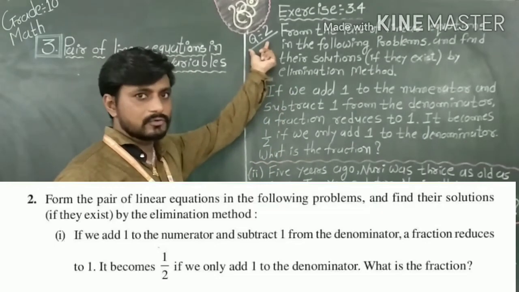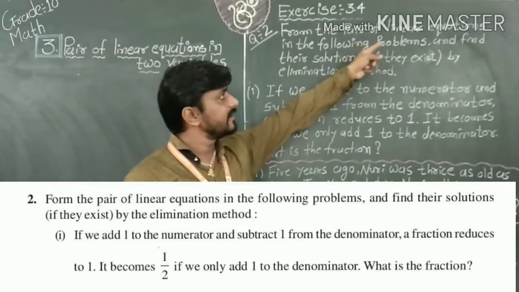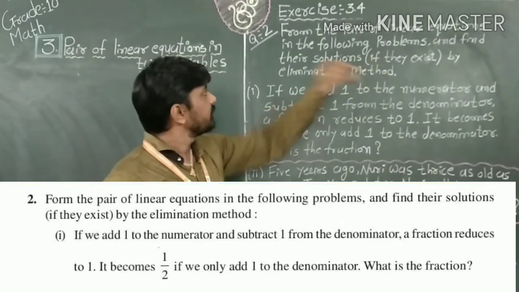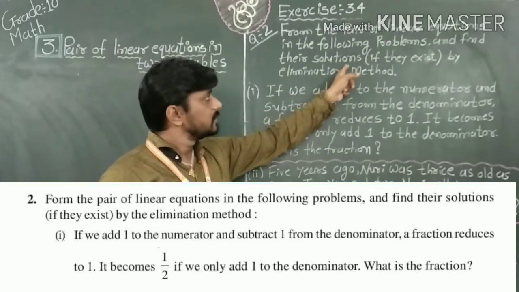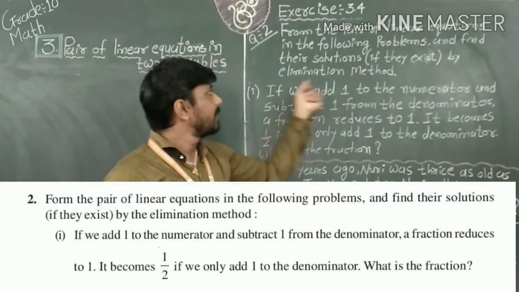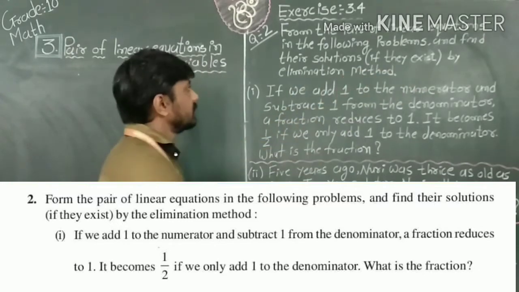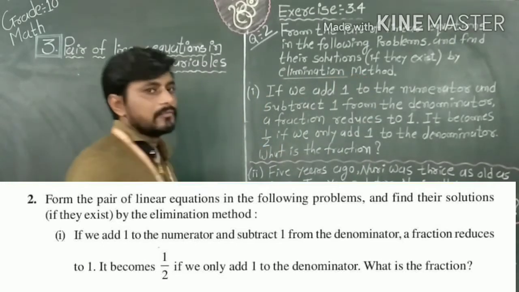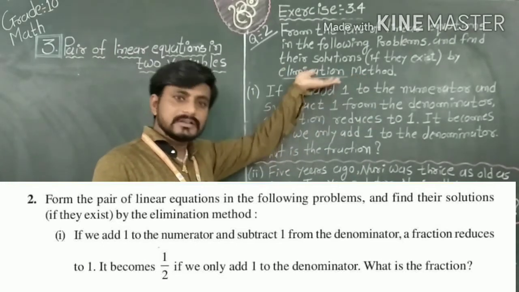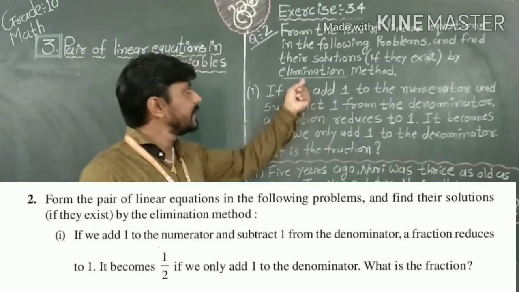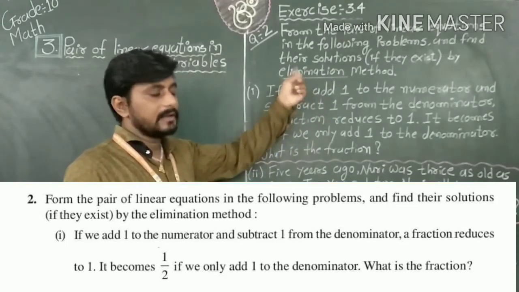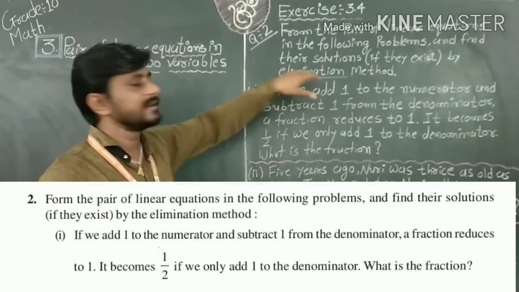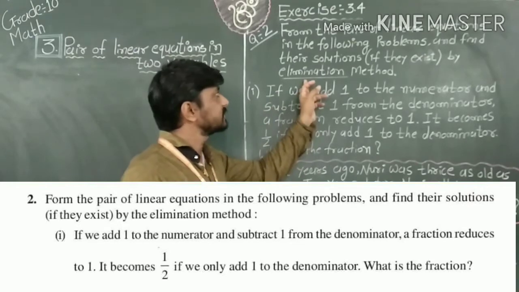What is question number 2? Form the pair of linear equations in the following problems and find their solutions if they exist by elimination method. Here, this is an important elimination method. We have to solve this word problem by elimination method. We cannot use any other method here because elimination method is mentioned. We use only elimination method.